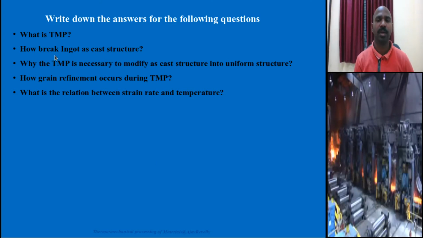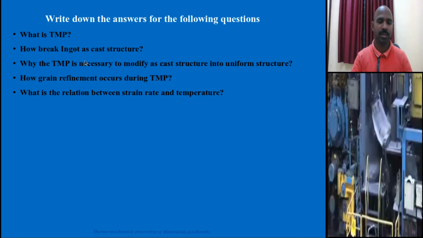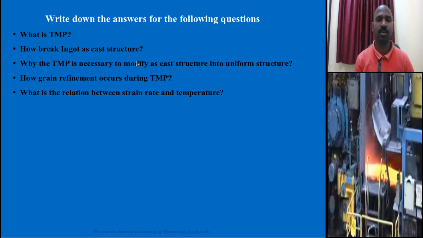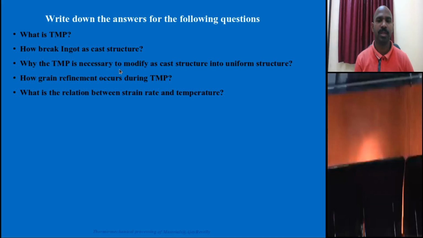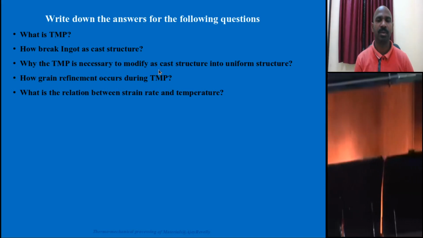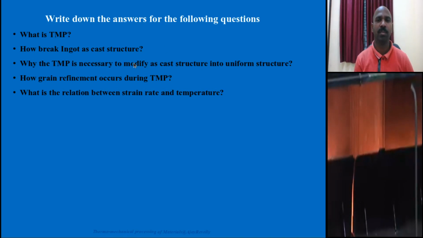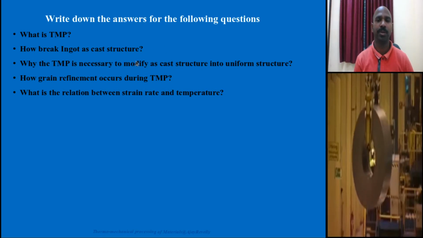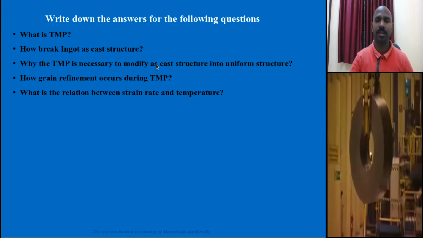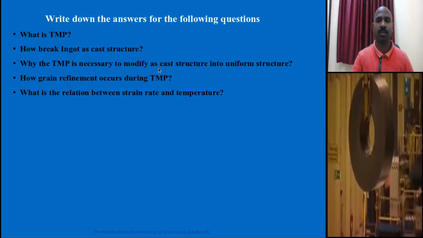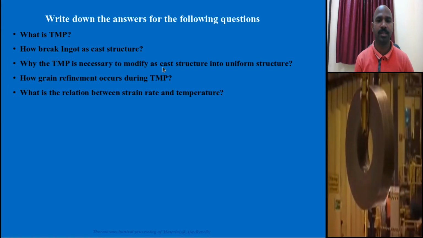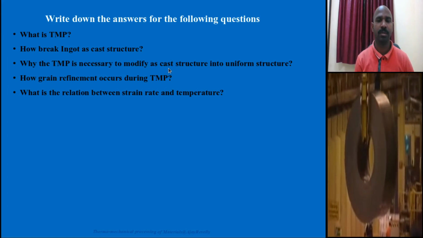Now concluding today's lecture, write down the following questions: what is the thermomechanical process, how to break the ingot as-cast structure, choosing thermomechanical processing, and why the TMP process is necessary to modify the as-cast structure into a uniform structure. Where does solutionizing annealing occur, and what temperature and strain rates are used so that the as-cast structure will be modified, and the dendrite structure will be modified or broken.